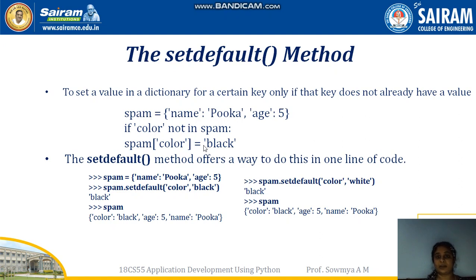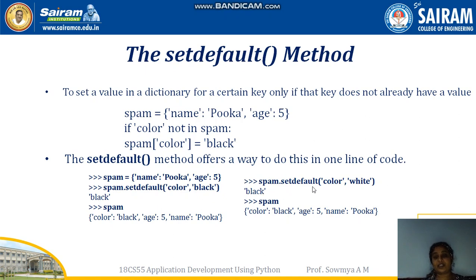It's like two statements: one to check whether the value is present or not, then another to update it. But these two statements are converted into one statement with the help of the setdefault method. So spam.setdefault('color', 'black'). Since the color key is not present in spam, color black is updated to the spam dictionary.